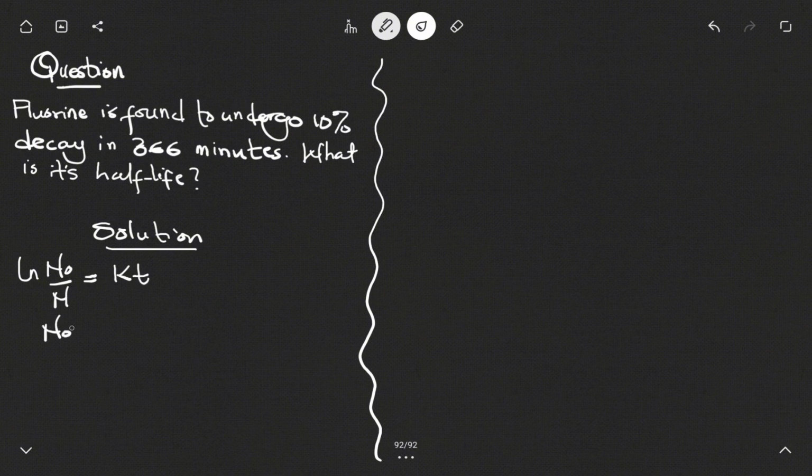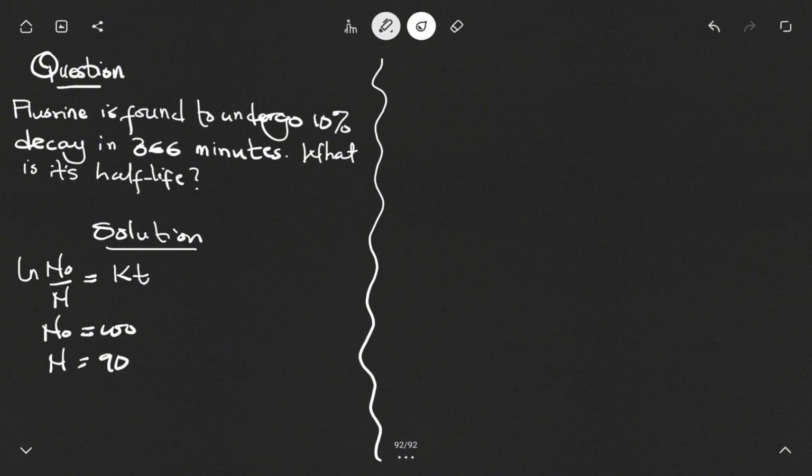Now, the question says that it undergoes 10% decay. Now, if we should express this out of 100, then that means that the initial amount was 100. And then it underwent 10% decay. That means that what is left is what? 90 out of the 100. So N is going to be 90.